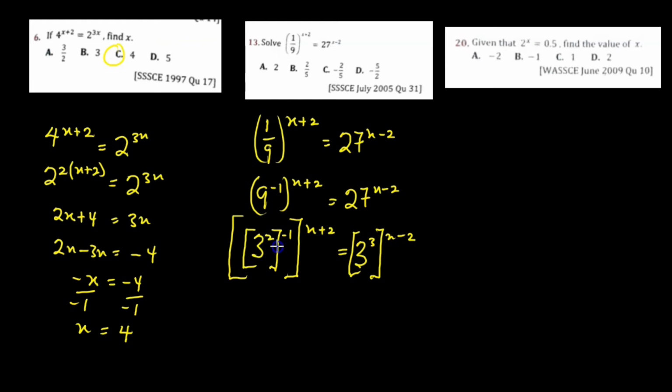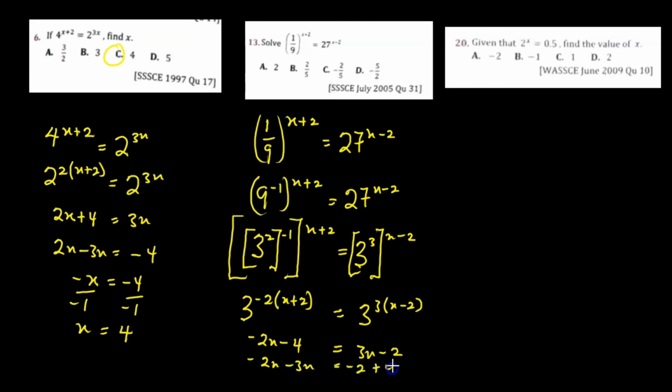So expanding the brackets, we have 3 to the power negative 2 into bracket x plus 2, all equal to 3 to the power 3 into bracket x minus 2. Now that the bases are the same, we can deal with the powers. So we have negative 2x minus 4 equal to 3x minus 2. So grouping terms, we have negative 2x minus 3x equal to negative 2 plus 4. And that will be leaving us with negative 5x equal to 2.